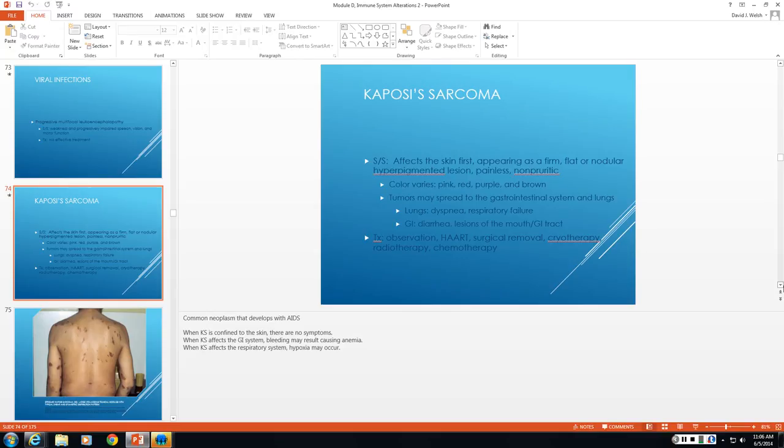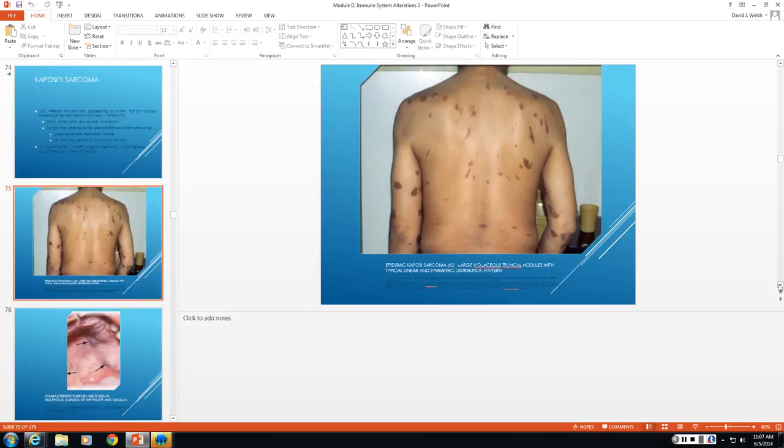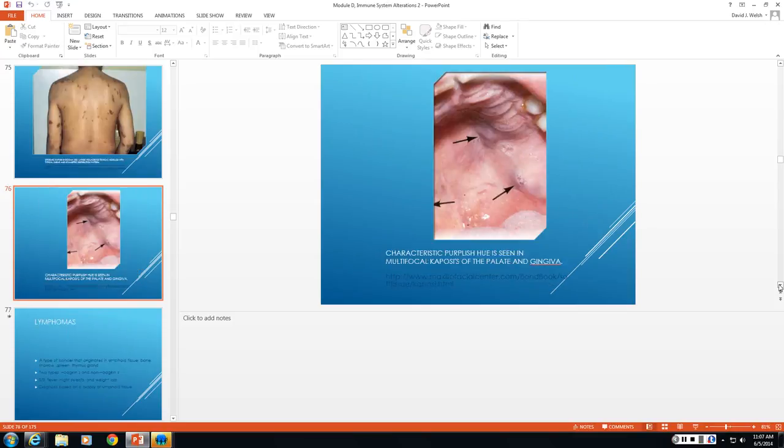Those tumors can spread to the gastrointestinal tract and the lungs. So like we said with the lungs, they could have shortness of breath, dyspnea, respiratory failure. With GI, they're going to have diarrhea. Sometimes they can get lesions in the mouth and other parts of the GI tract. Treatment is going to be through observation, HAART, H-A-A-R-T, surgical removal, cryotherapy, radiotherapy, or chemotherapy. And this is just a picture of what it looks like on the skin, and there's another one of what it looks like in the mouth.